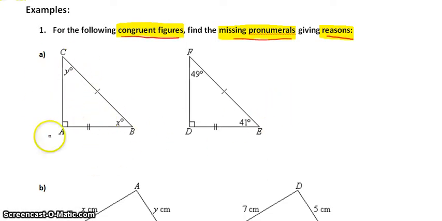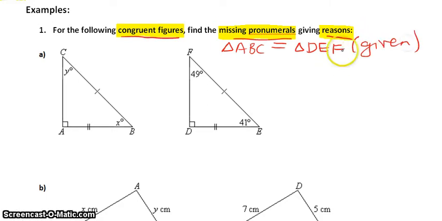Now the question tells me that triangle ABC is congruent to triangle DEF. So I'm going to start with that. Triangle ABC is congruent to triangle DEF. That has actually been given to me in the question, so I'm going to write down given. Now because that is given, I can therefore say that y degrees equals 49 degrees.